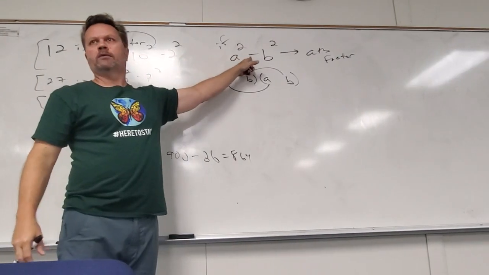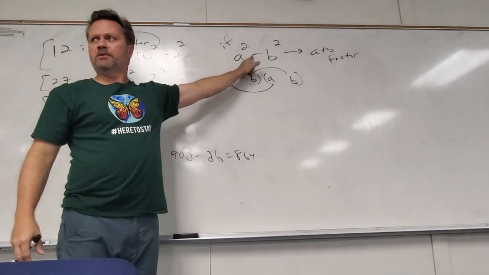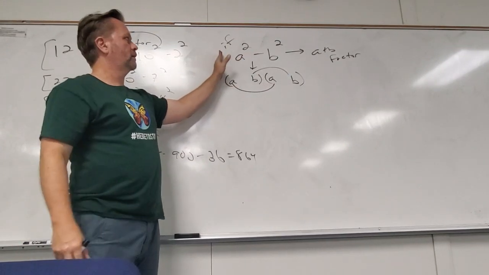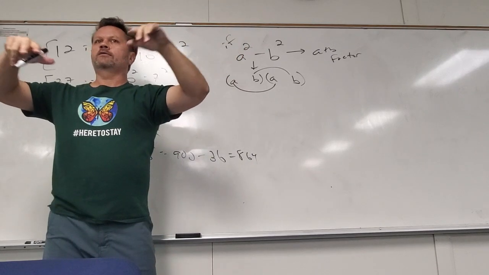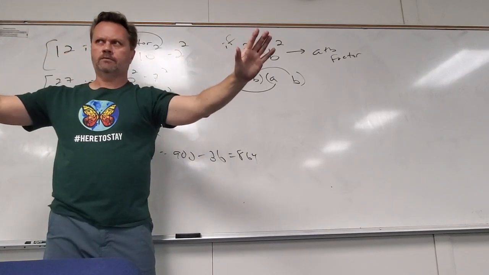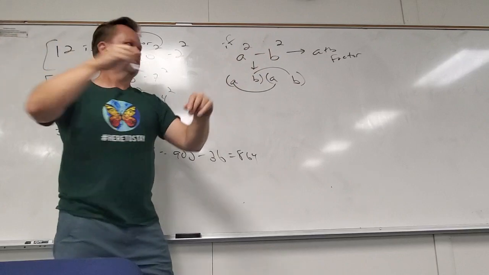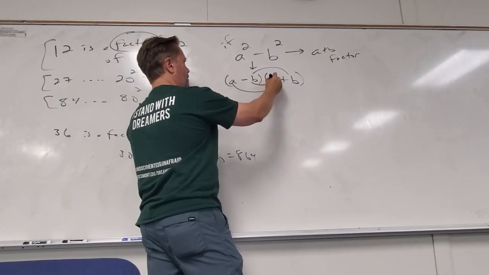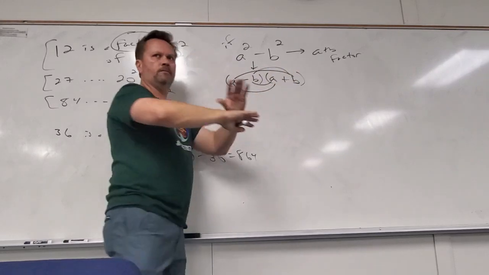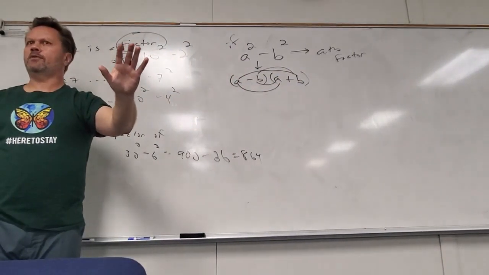Is there a middle term here? I got an A squared. I got a B squared. I got nothing in the middle. You guys with me? So don't I want the middle term to cancel? So don't I want one of these to be minus and one of these to be plus? So when I do the middle term, I get minus AB plus AB. Cancels. Does anyone remember what that's called?